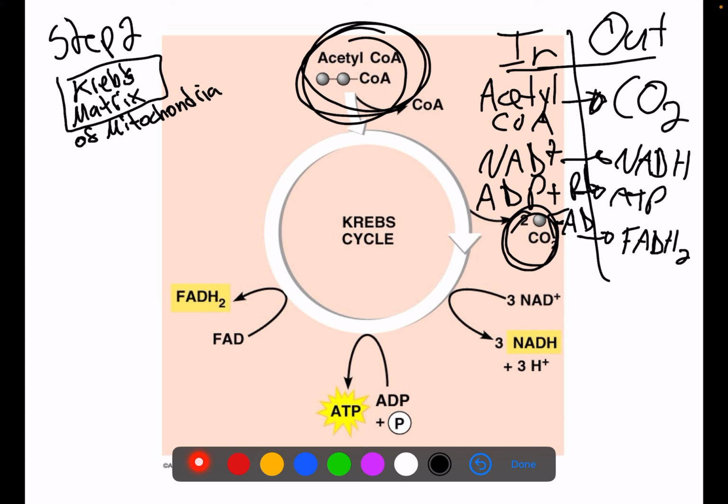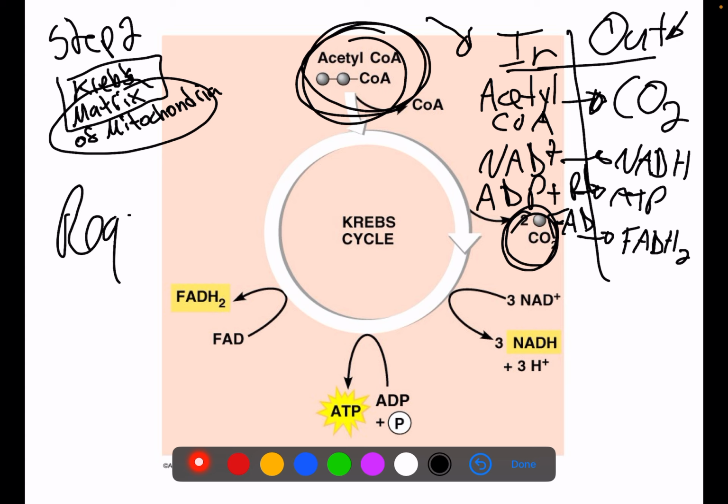All right, that's pretty much all you need to know. You need to know what step 2 is called, Krebs cycle. You need to know where it happens, the matrix of the mitochondria. You need to know what went in. You need to know what came out. And finally, you need to know that this requires oxygen. Otherwise, you can't go into the mitochondria.